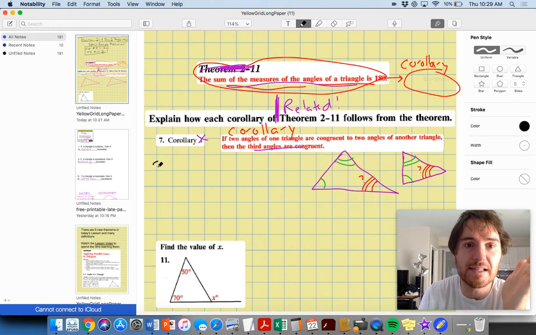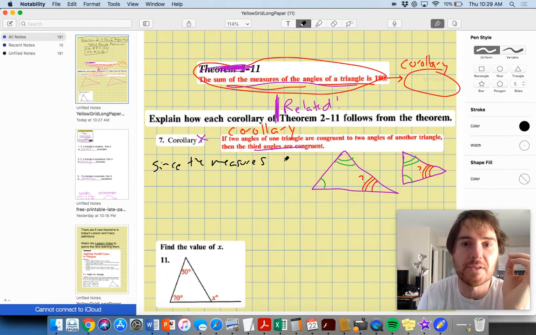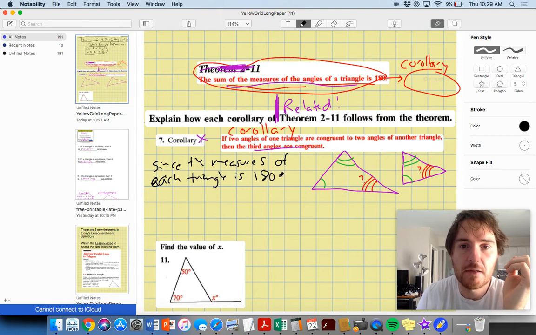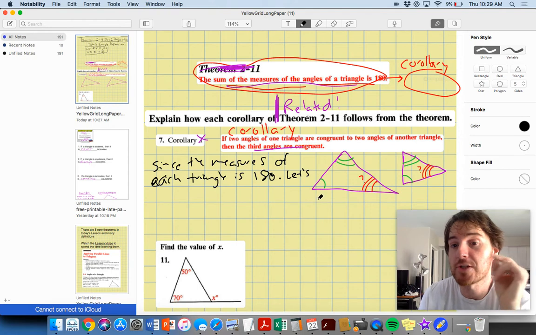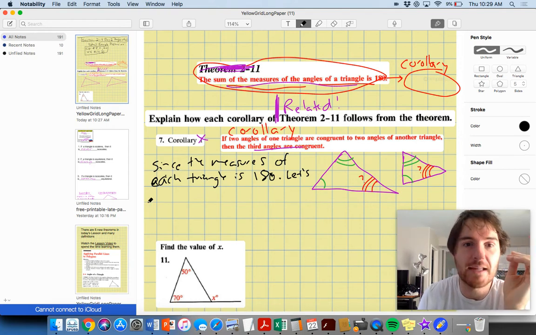So since the sum of the measures, right, we want to include this in every one of these ones that we have, numbers 7 through 11. Since the sum of the measures of each triangle, because we'll talk about both of them, is 180, and okay, all right, maybe we can do this. We can maybe assign some variables here. That's actually probably the easiest way to show it. Okay, let's pretend, or let it be, right?